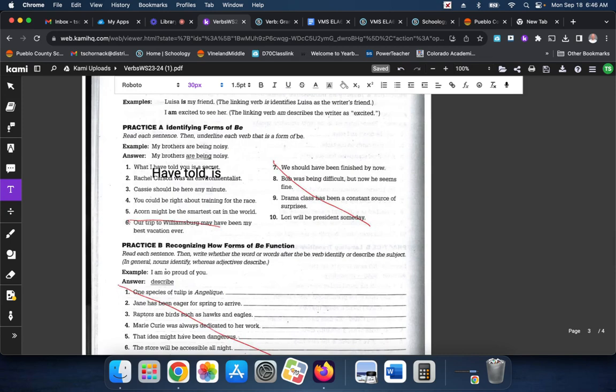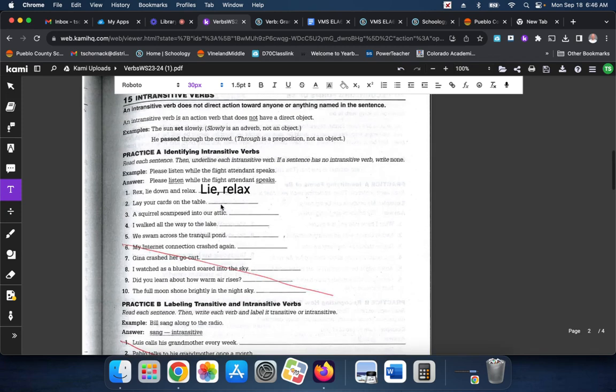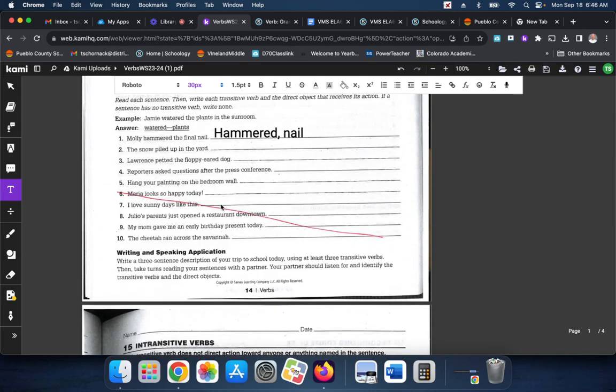So again, there's 11 here. There's 10 here. So there's 11 here, 11 here. There's 6 here. So 15 and 22. So we got 37 verbs we'll work on.